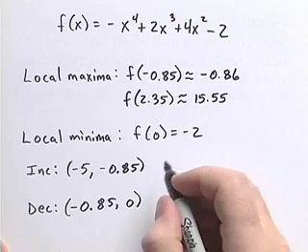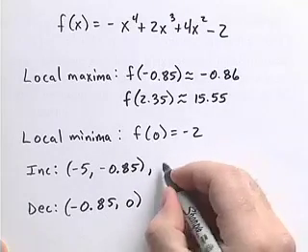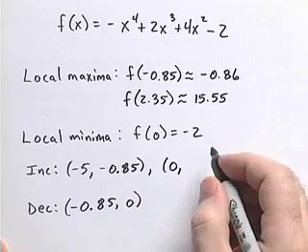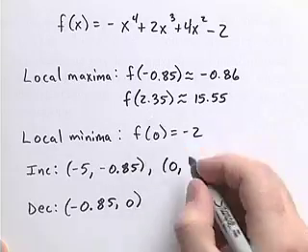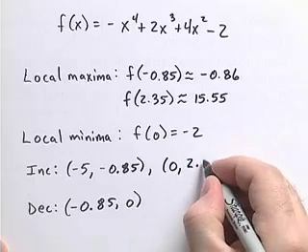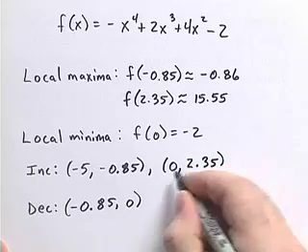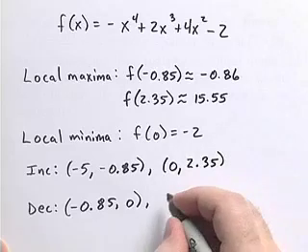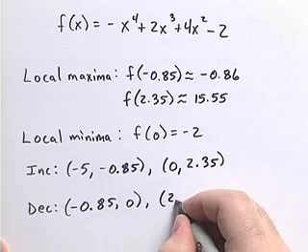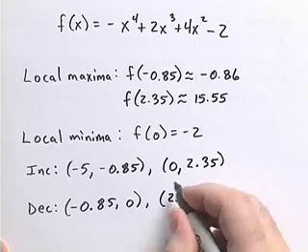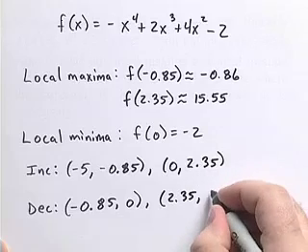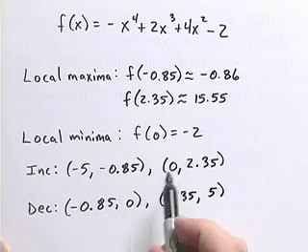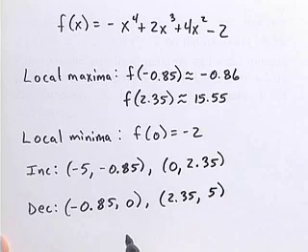Once we hit the minimum, the function starts to increase again. So the function's increasing until it hits the next maximum. That occurred at 2.35. So the function is also increasing on this interval. Once we hit that maximum, the function started to decrease, and it continued to decrease until the end of our bound, which was at 5. So we have two intervals where the function was increasing and two intervals where the function was decreasing.